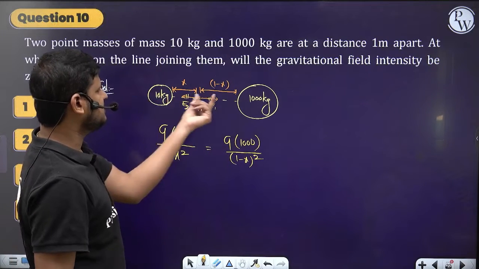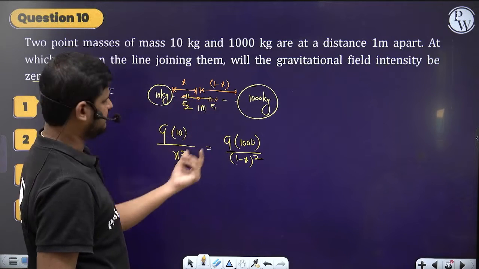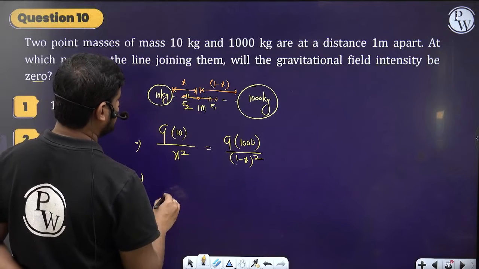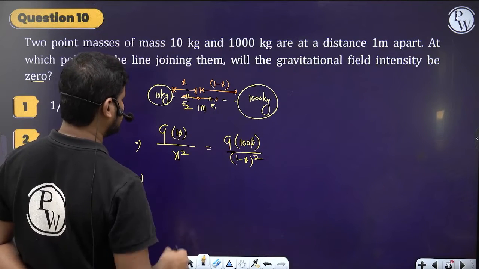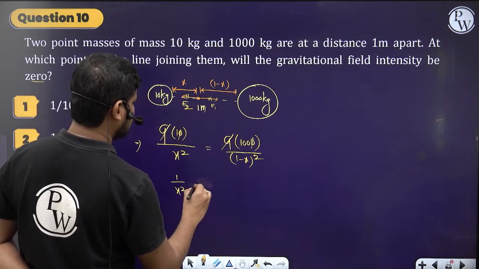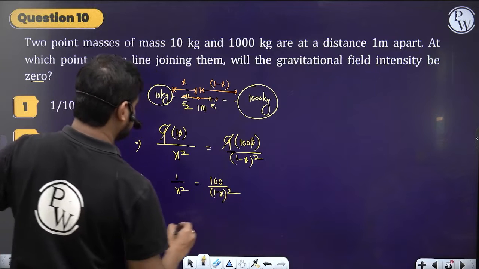E1 is between these two, and E2 is between these two. Here I wrote the same thing. So here the g into 10, so I can write it as 10, 0 0 cancel, g cancel. So I can write 1 by x square is equal to 100 by (1 minus x) whole square. Let's do the simple calculations here.